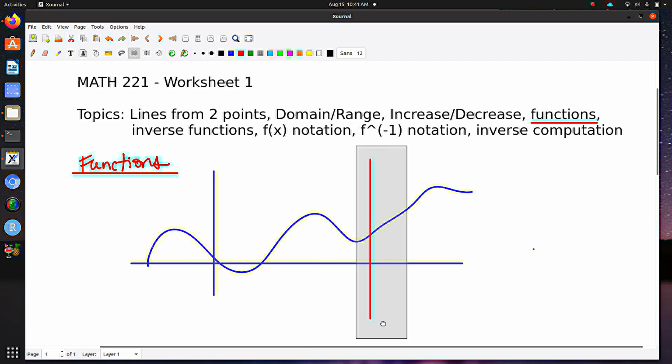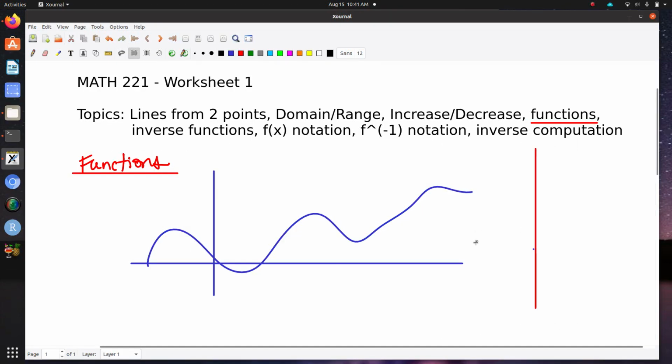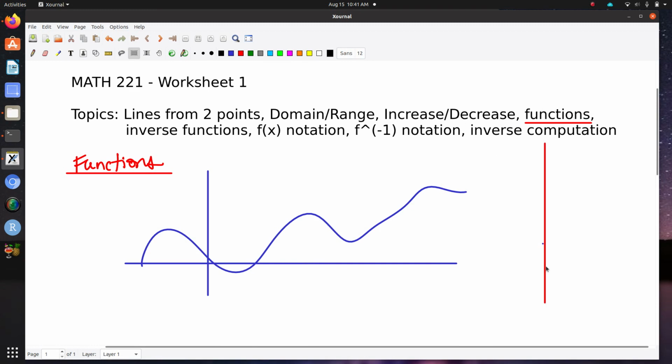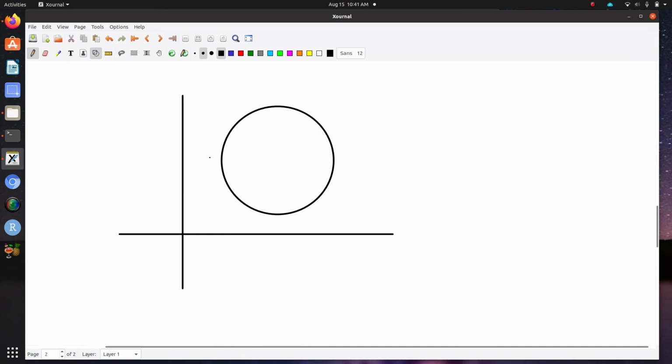Anyway, this guy passes the vertical line test. So this guy is a function because as I'm drawing my vertical line through, I'm only touching at one point at a time. If however I have something like a circle, a circle does not pass the vertical line test, and then it is not a function. So I take a line and I say, oh my gosh, it passes through the circle at more than one point at a time. It passes through, say, here and here.